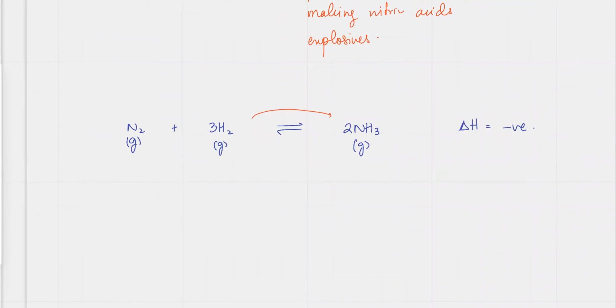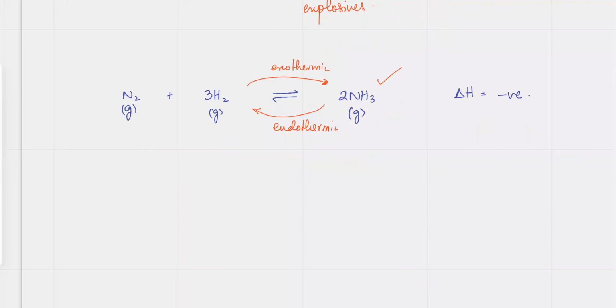Manufacturing ammonia is an exothermic process. It releases energy. The opposite one is going to be endothermic. But anyways, we're supposed to make ammonia, so I want the reaction to go in the forward direction. The conditions for this reaction are you need a catalyst, which is in the form of iron.